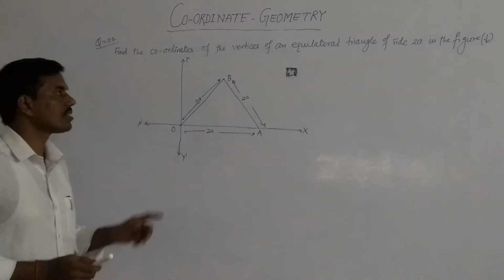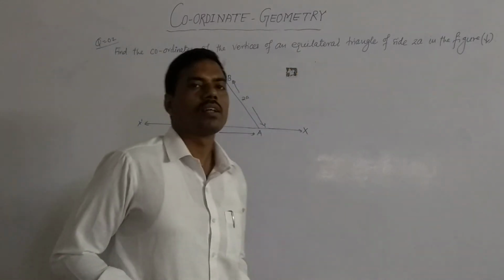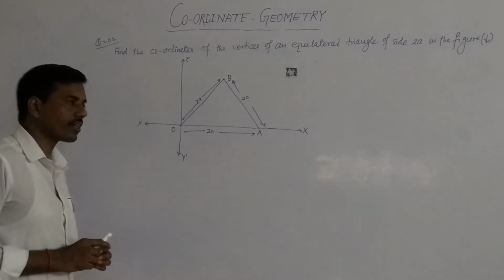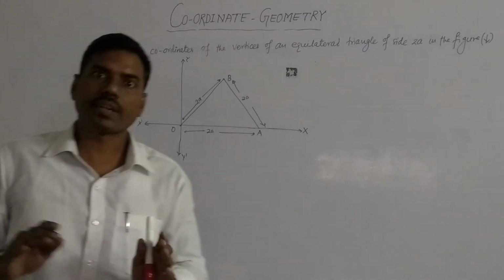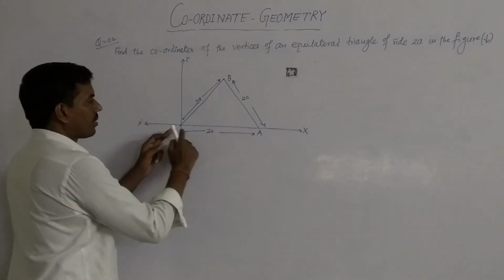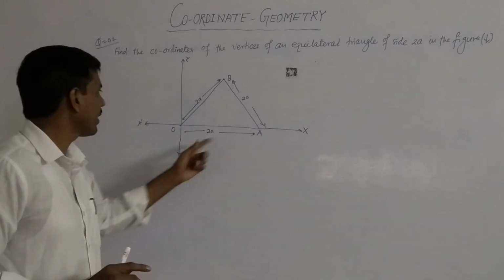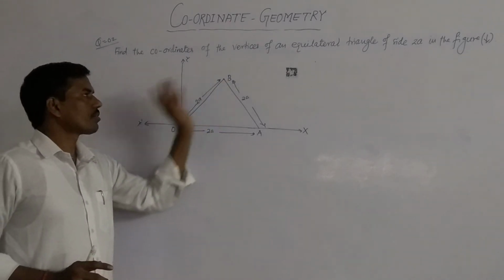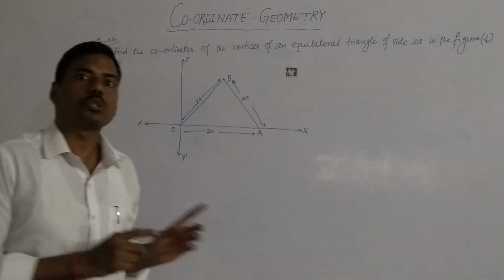The question is written as: find the coordinates of the vertices of an equilateral triangle of side 2a in the figure. It means we have been given a figure in which the base of the equilateral triangle is along the x-axis. Base OA. Triangle OAB is an equilateral triangle whose base OA lies on the x-axis, and vertex B. The measurement of each side of this equilateral triangle is 2a.